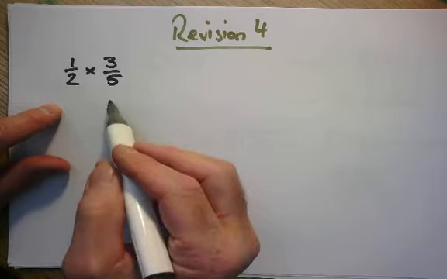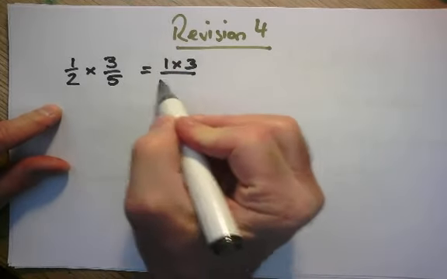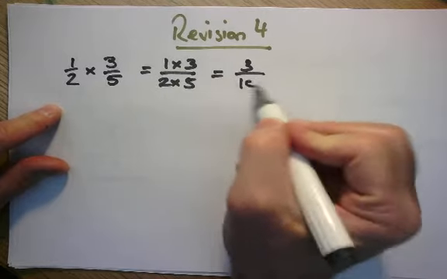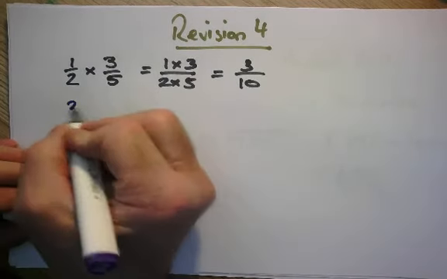So when you multiply fractions, you simply times the top numbers together and the bottom numbers together, and then you see at the end whether you can round it down or not. Here you can't.